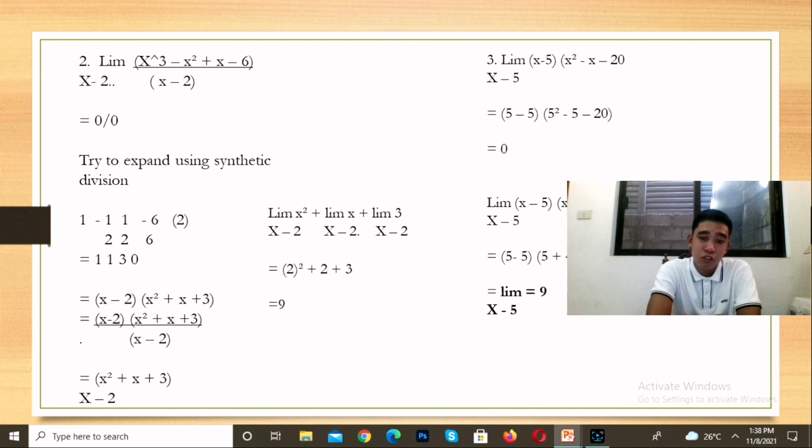Get the factors of 20 again. The expression becomes (x minus 5) over (x minus 5)(x plus 4), with x approaching 5. Substitute 5 for all x, since x approaches 5. 5 minus 5 equals 0, 5 plus 4 equals 9, and 5 minus 5 equals 0. So 0 plus 9 plus 0 equals 9. The limit as x approaches 5 is equal to 9.